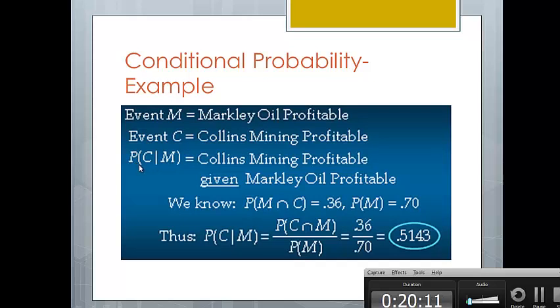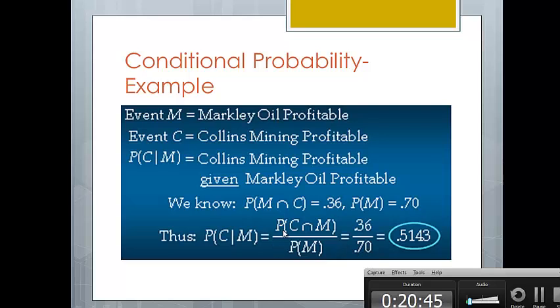What is the probability that Collins Mining is profitable given that Markley Oil was profitable? So Markley Oil is going to be after that line. That's going to be the given. So the probability that Markley Oil is profitable is going to go down there in that denominator. So my denominator would be, given that Markley Oil is profitable, what's the probability that Markley Oil is profitable? That's going to be 70%. So you're going to see that down in my denominator.